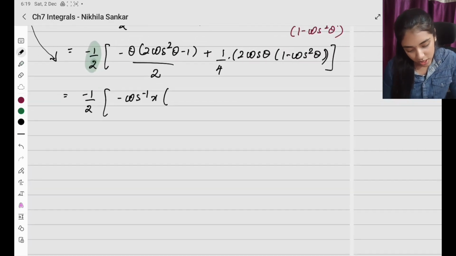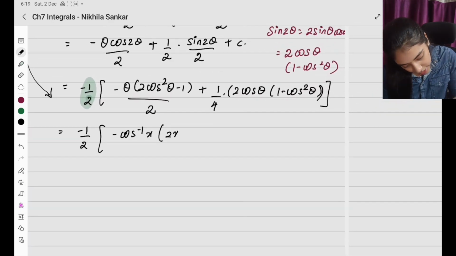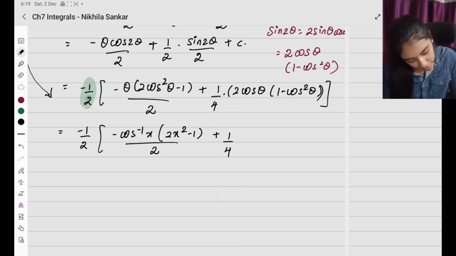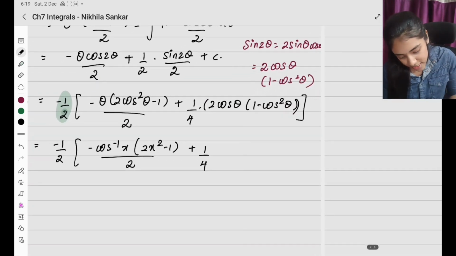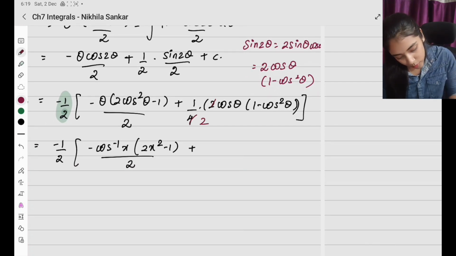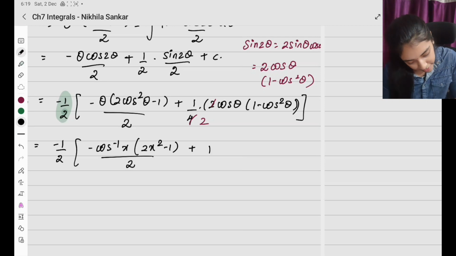So x equals cos theta. So I have 2x square minus 1 divided by 2 plus 1 by 4. I can cancel the 2 and the 4. So let me just cancel it. 2 and 1 by 4 gets cancelled. So I have 1 by 2 times cos theta is an x times 1 minus x square, close bracket.